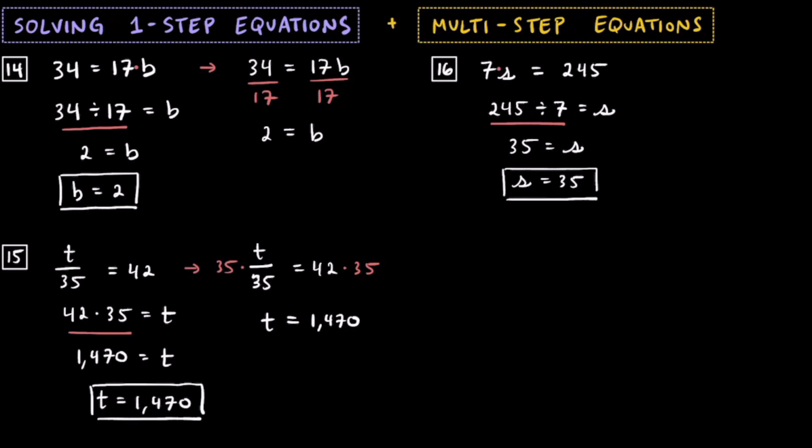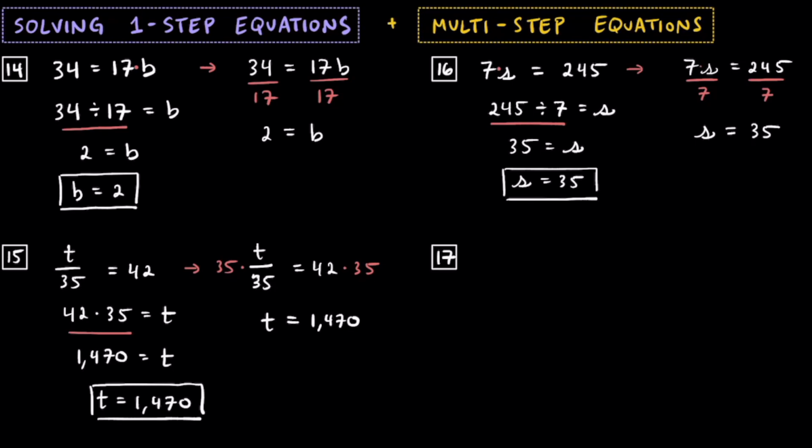Okay. Another way to think about this is, if we have 7s is equal to 245, then if this is 7 times s, to get rid of the 7, we're going to use the inverse and divide both sides by 7. So we're going to end up with s is equal to, what's 245 divided by 7? We know that's going to be 35.